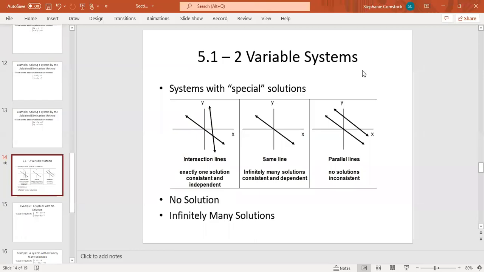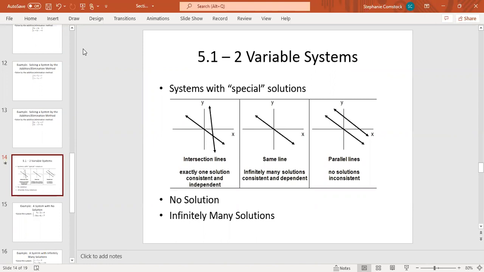So now that we've talked about how to solve systems, we're going to talk about a couple of scenarios that are kind of special and unique that may show up and how to identify them. So first off, with the solution sets that we've been finding, we have been able to find a solution. That is going to be graphically this first one where we have intersecting lines, okay?